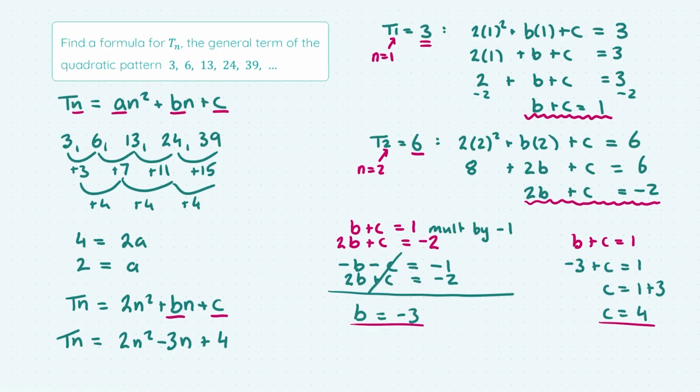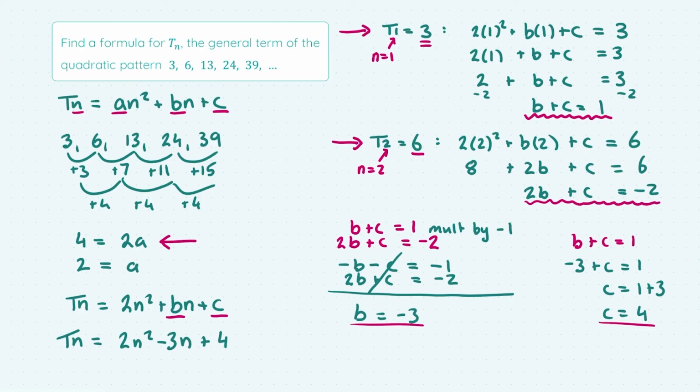There's 3 main steps here, folks. The first thing you have to do is find out what a is by using the fact that your second difference is equal to 2 times a. The second thing you will then do is set up your simultaneous equations and solve. And when you solve that, you simply sub everything back into your general term formula. And you need to have that learned off. That Tn for a quadratic looks like an squared plus bn plus c.